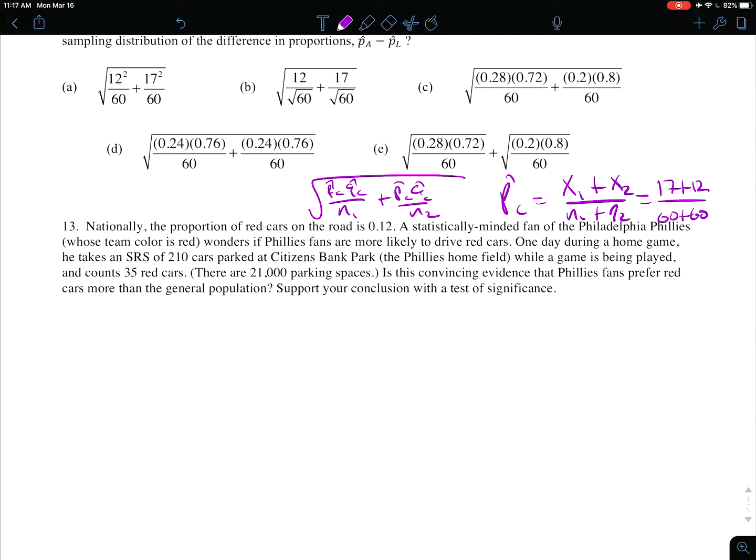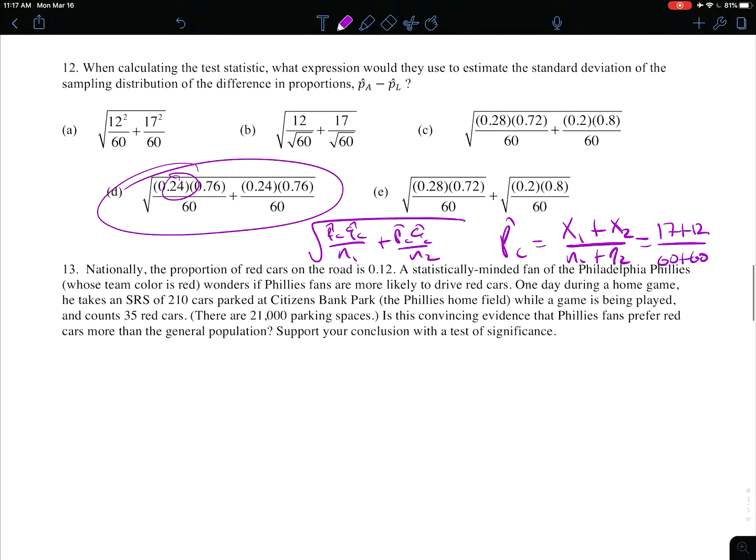And if we knock that out real quick, 17, we get 24% as p hat sub c. So let's see, that looks like this guy here, right? 24, and then 76 would be q hat c, and the n's are the same.